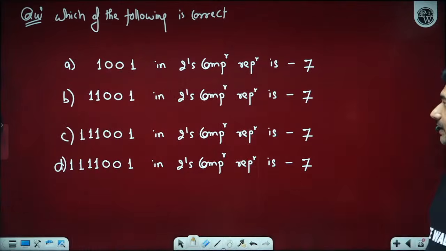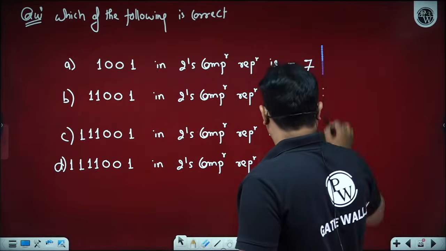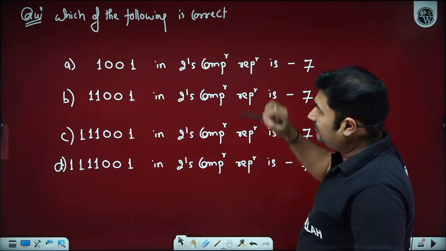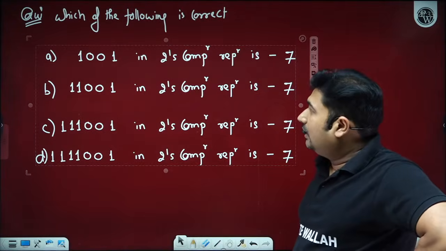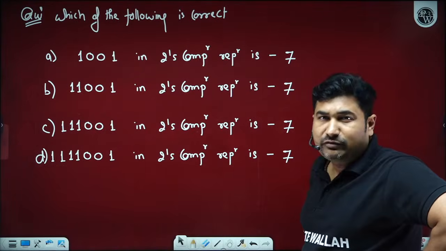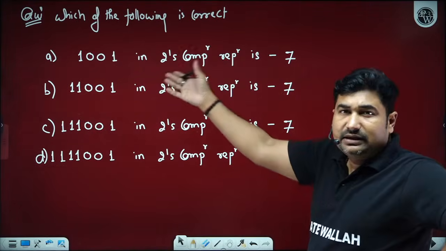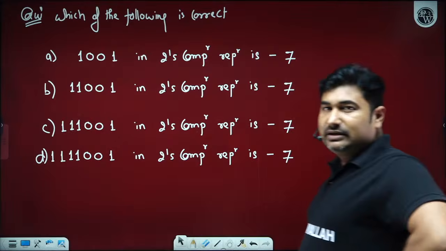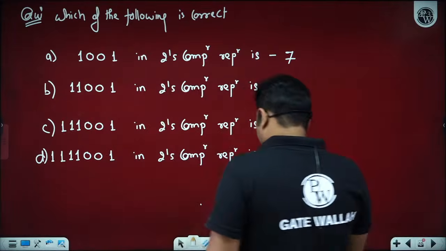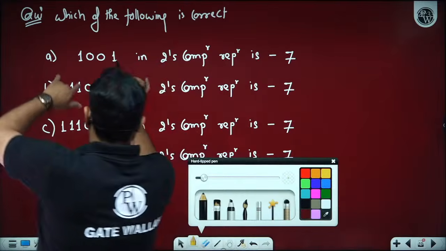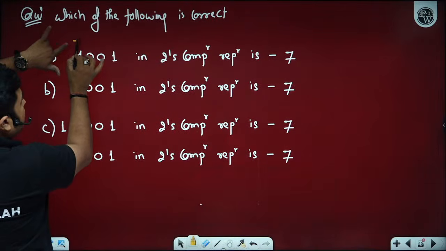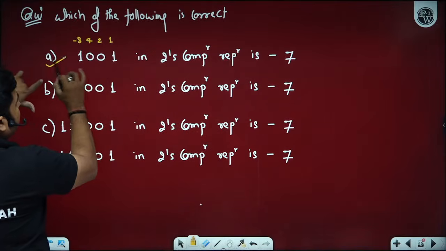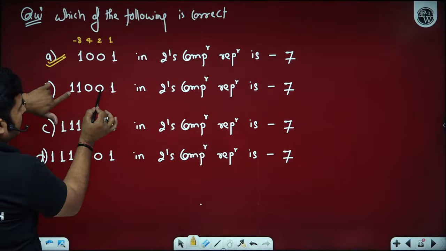Please observe this question very carefully. Okay. And this representation is important to understand. You have to identify which among the following is the representation of minus 7 in 2's complement. If you observe the first one, this is absolutely correct. We all can see this is minus 8, 4, 2, 1. So minus 8 plus 1 is minus 7. This is correct.